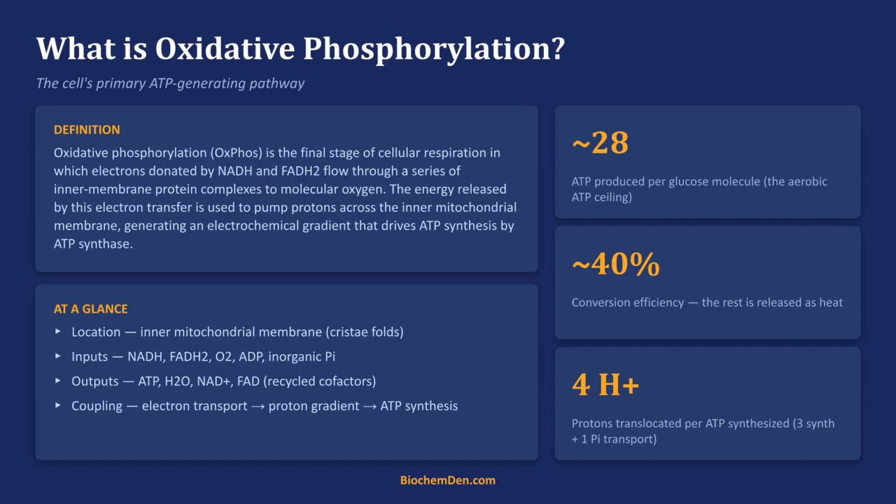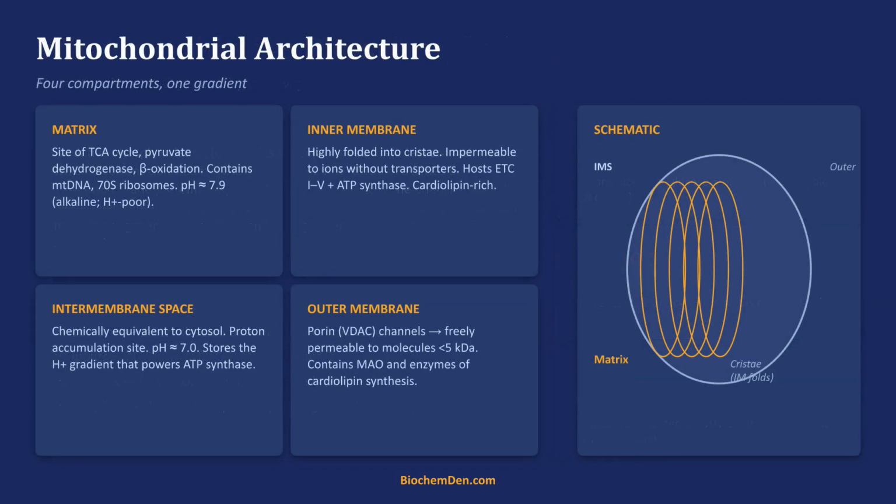Oxidative phosphorylation is the final stage of cellular respiration. Remarkably, it produces approximately 28 ATP per glucose molecule with about 40% efficiency, with the remainder released as heat. Understanding mitochondrial architecture is key.